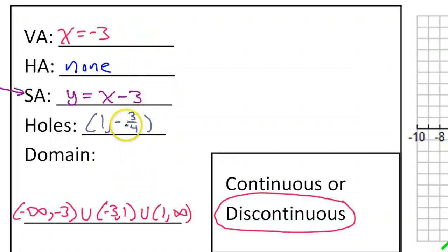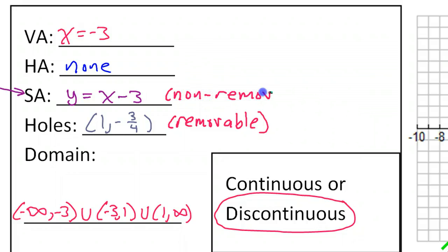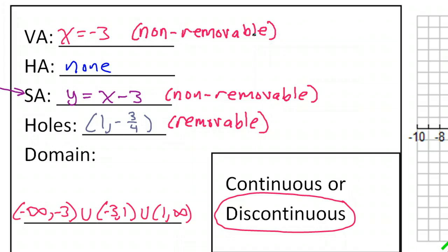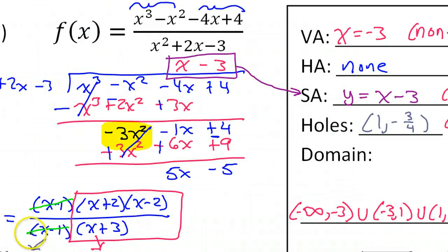Let's label each one of these discontinuities as removable or non-removable. Now, the only removable discontinuity is a hole in the graph, a point discontinuity. So we will label this one as removable. Okay, but the asymptotes are non-removable. Okay, and that is it for problem number 7.